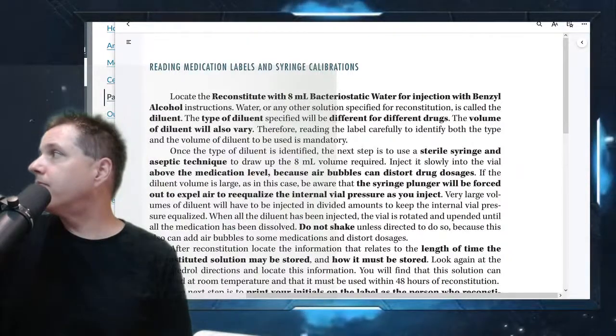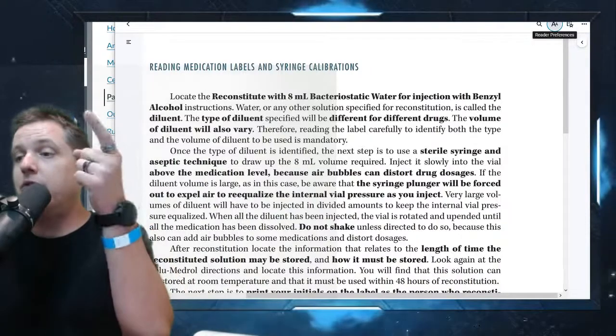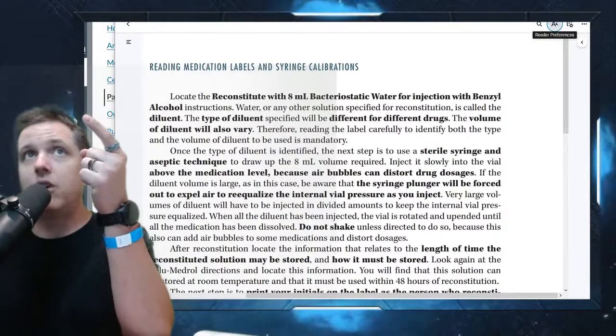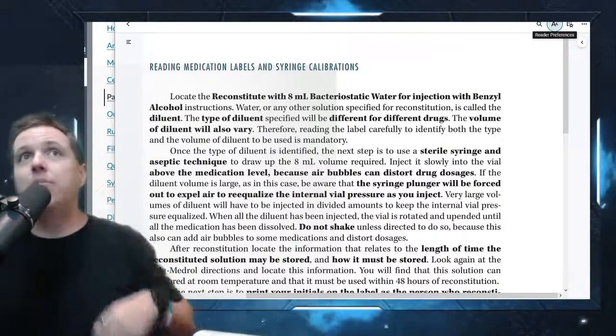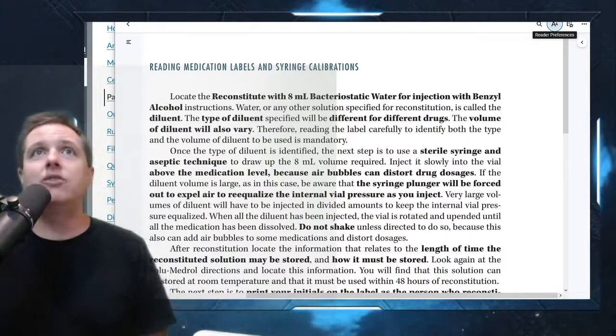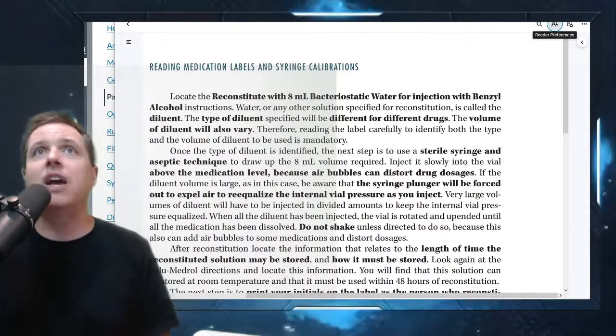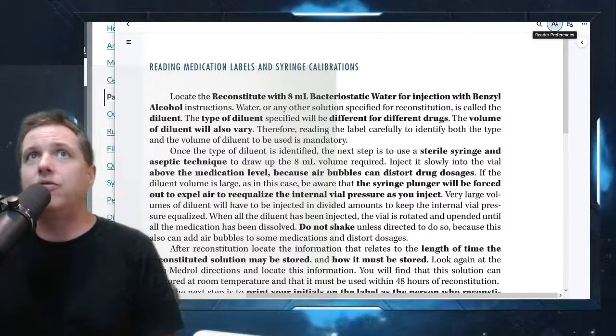There we go. Okay, so you're looking for what material you're going to mix the drug with, and then make sure you have the right amount. So we call this the diluent, I think is how you would pronounce that. So the type of diluent specified will be different for different drugs, and the volume of the diluent will vary.